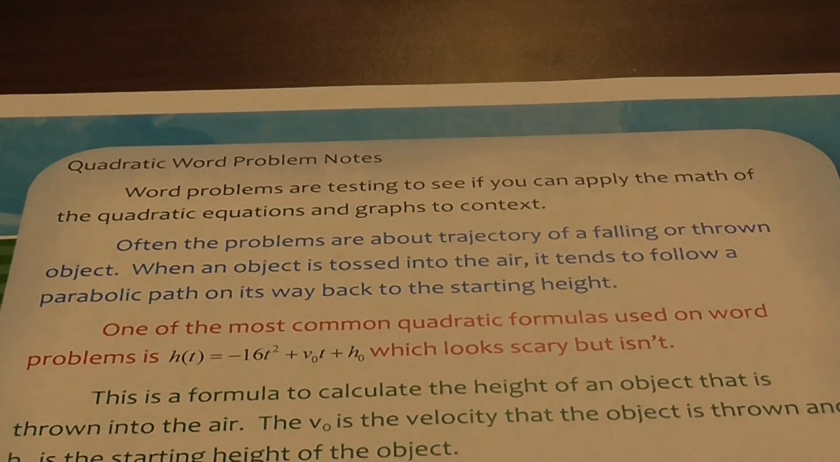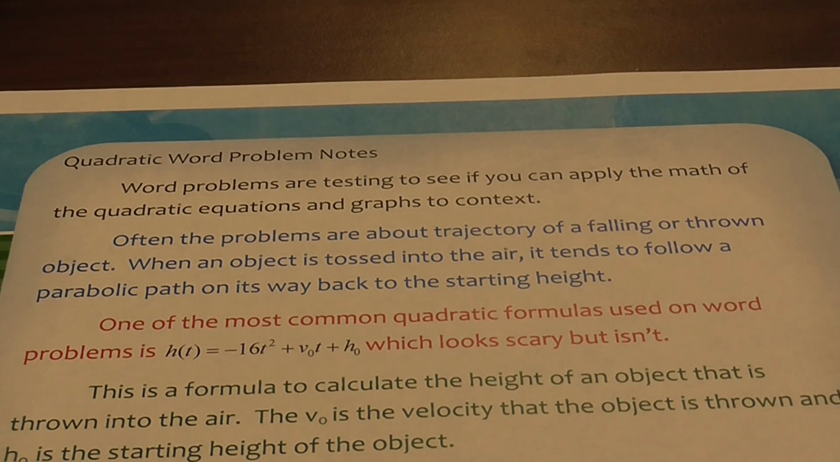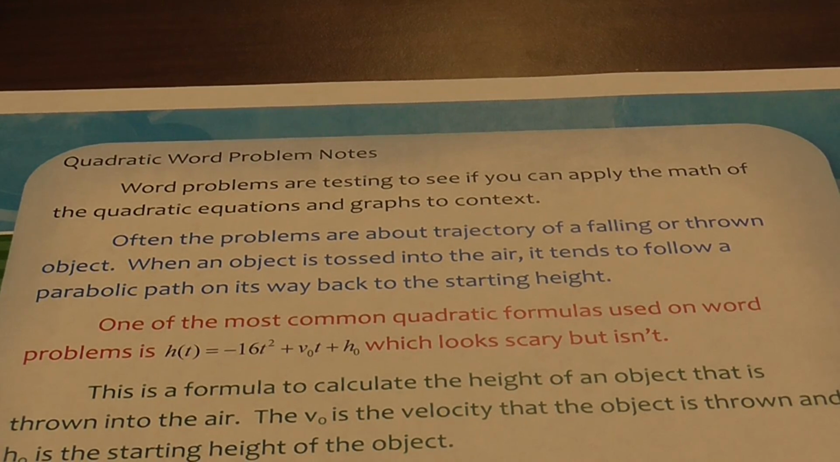When an object is tossed into the air, it tends to follow a parabolic path on its way back to the starting height. So basically, if you threw a ball into the air, it goes up, kind of curves over, and comes back down, which looks like an upside down parabola.